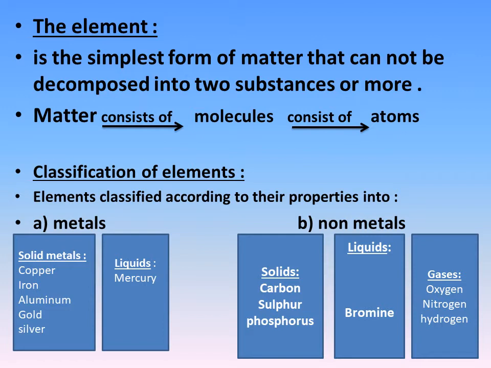Non-metals. Non-metals exist in solid, liquid, and gas states. Solid non-metals such as carbon, sulfur, and phosphorus. Liquids such as bromine. Gases such as oxygen, nitrogen, and hydrogen.